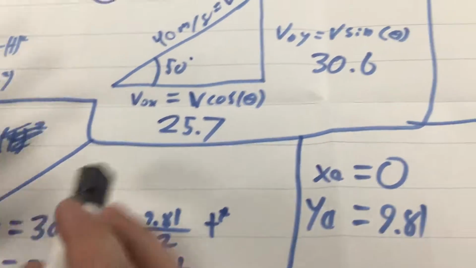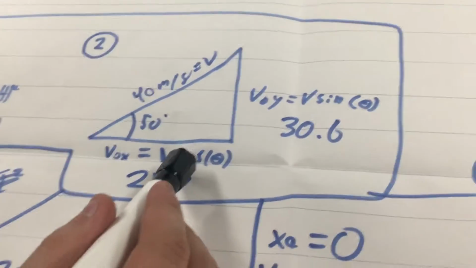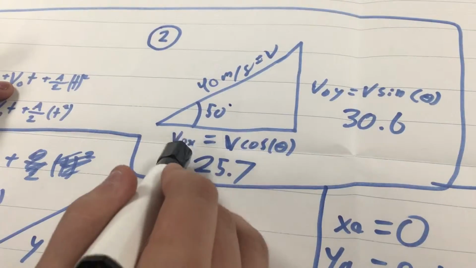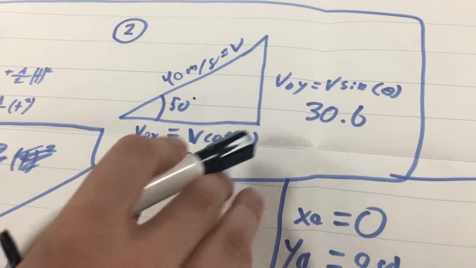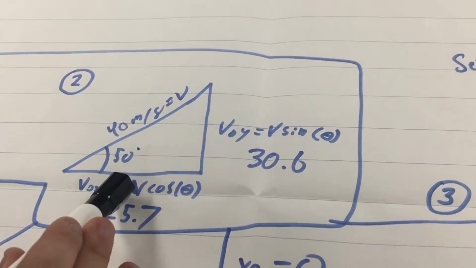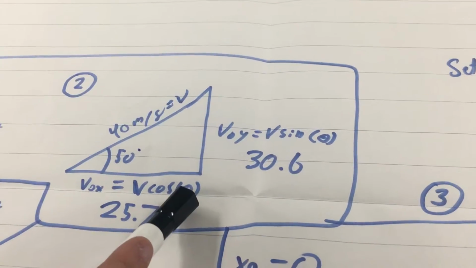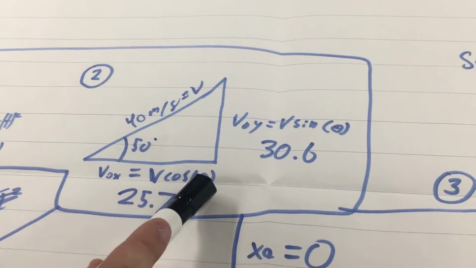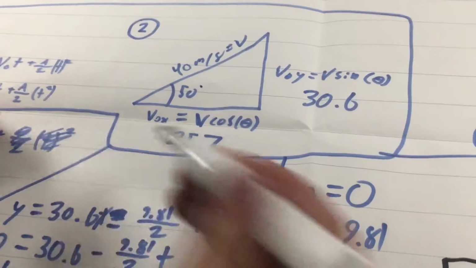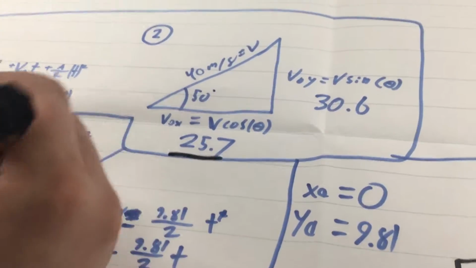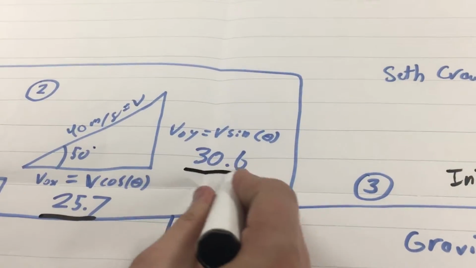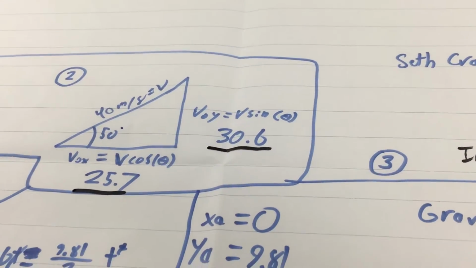Now, what we have to do is use cos, to find the x component, which is v cos of the angle. So you input 40 cos 50 into your calculator, in degrees of course, and you get 25.7. You do the same for this side, but with sine, and you get 30.6.